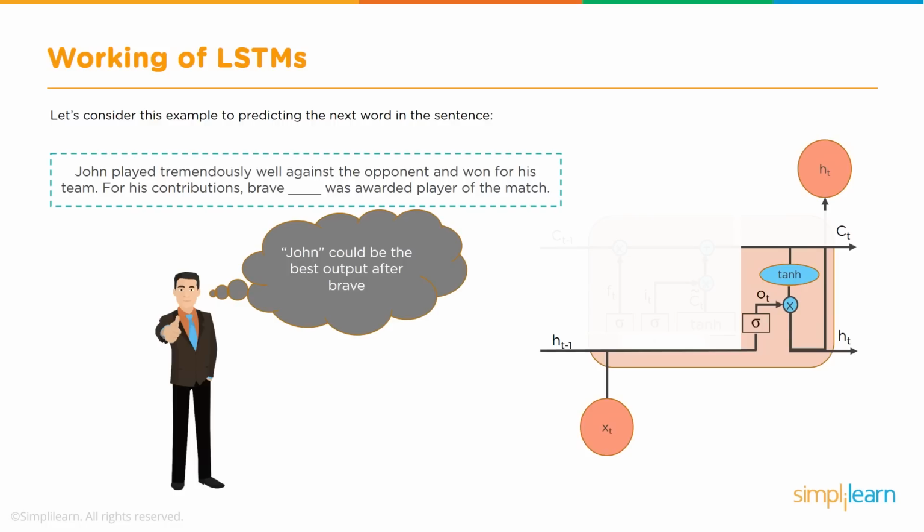So you look at this and you can start to train this neural network so it starts looking at it and goes, oh no, John is what we're talking about. So brave is an adjective, John's going to be the best output. And we give John a big thumbs up.